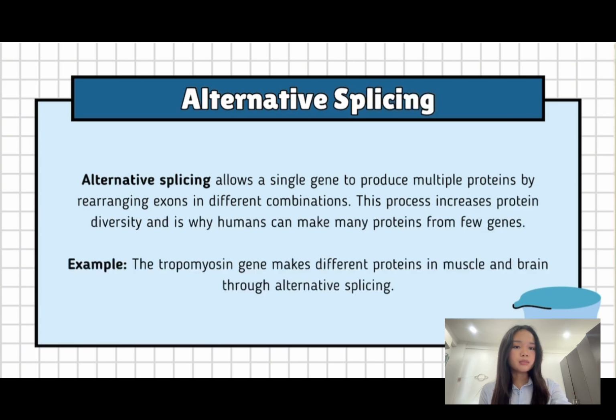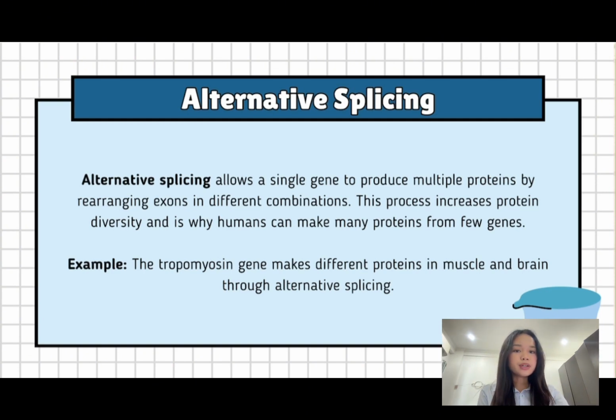Imagine you have a set of building blocks, and you can arrange them in different combinations to build different structures. That's what alternative splicing does. From a single pre-mRNA transcript, different combinations of exons can be included or excluded, leading to the production of multiple distinct protein isoforms from a single gene. This is a major reason why humans, despite having a relatively modest number of genes, can produce a vast array of proteins and functions. A great real-life example of alternative splicing is the tropomyosin gene, which produces different forms of the tropomyosin protein found in various tissues like muscle cells.